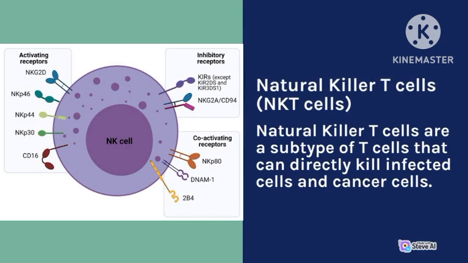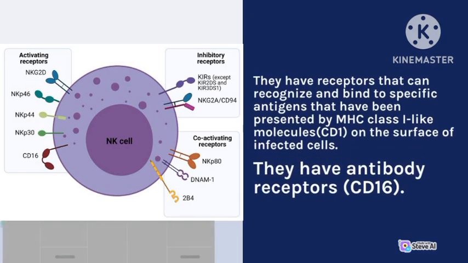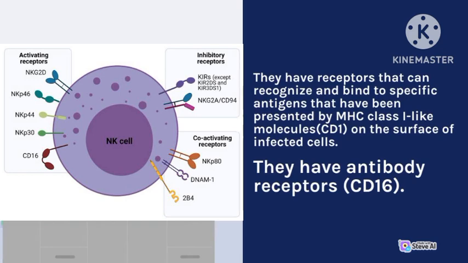Natural killer T cells, NKT cells. Natural killer T cells are a subtype of T cells that can directly kill infected cells and cancer cells. They have receptors that can recognize and bind to specific antigens that have been presented by MHC class I-like molecule CD1 on the surface of infected cells. They have antibody receptors, CD16.